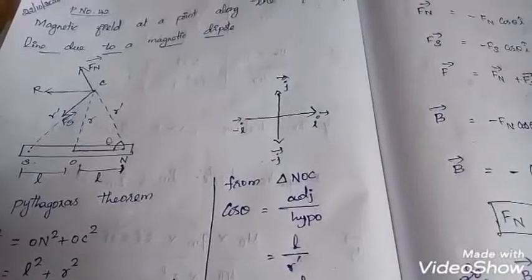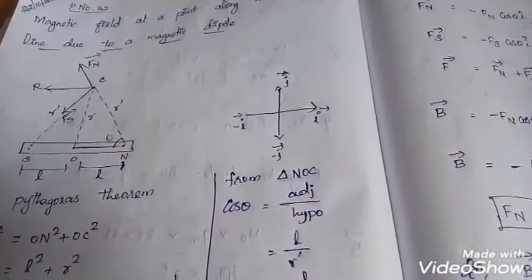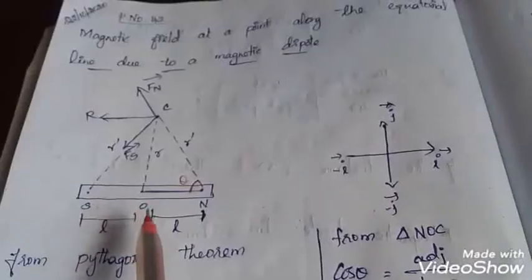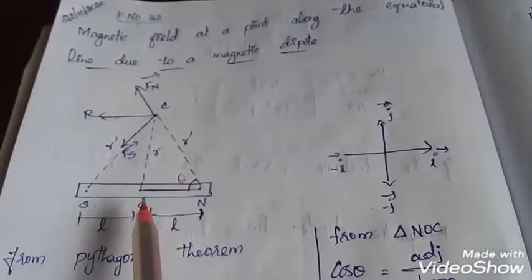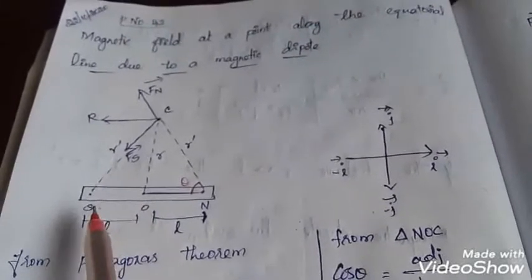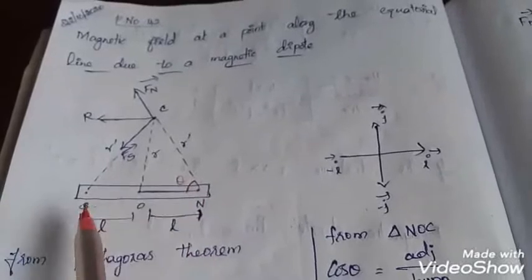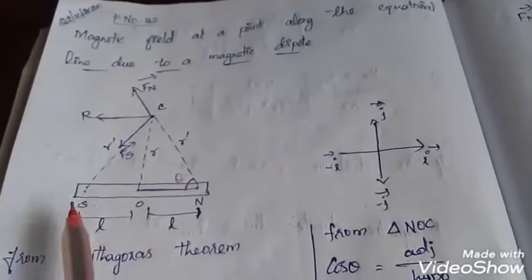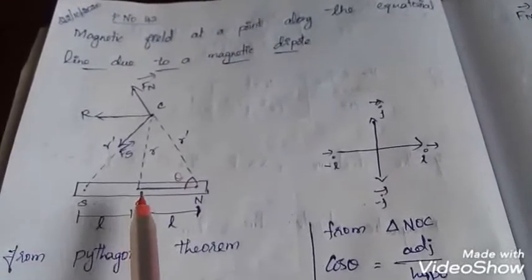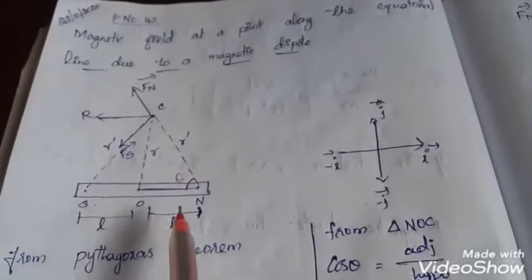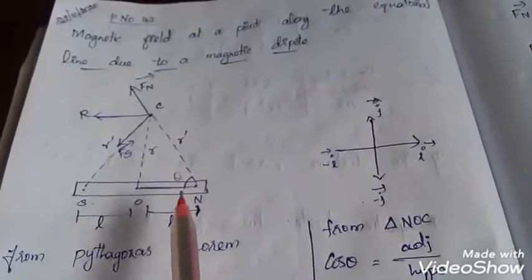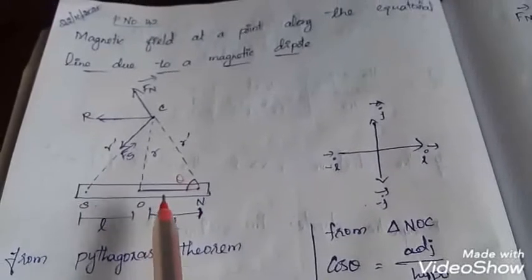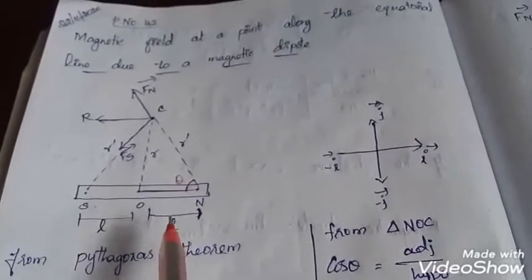First, we consider the bar magnet. This point O is the center of the bar magnet. This is the North Pole and South Pole. The distance of South Pole from center is L, and also the distance of North Pole from center point of the bar magnet is also L.